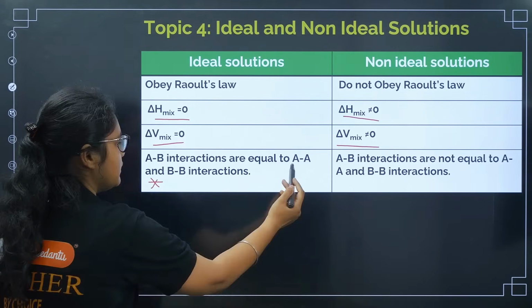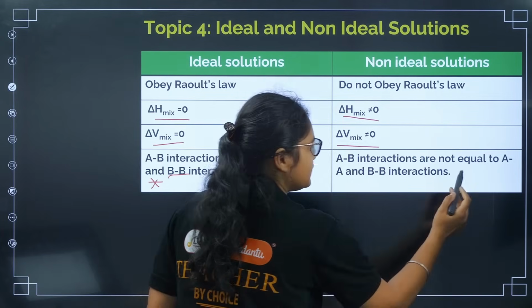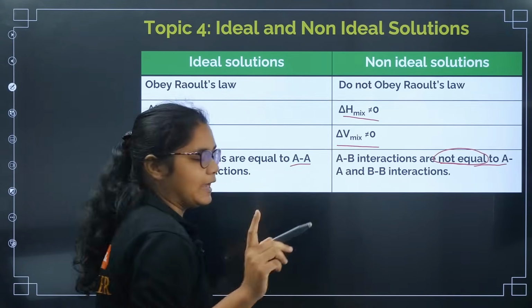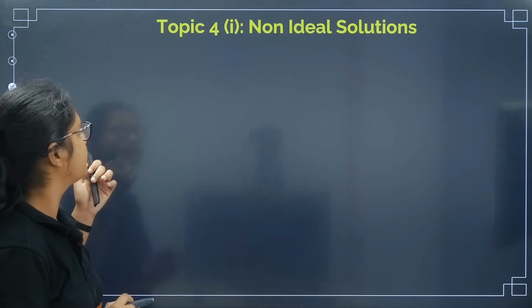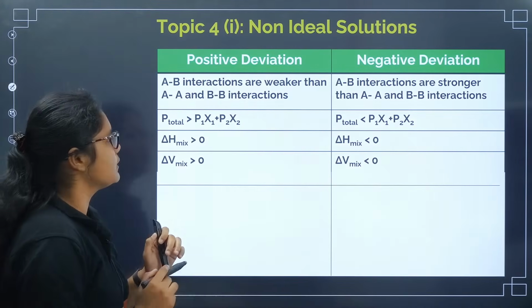AB interactions is equal to AA and BB interactions. Here AB interactions is not equal to AA and BB interactions. Quickly you have to note them, like remember this one. Next we'll go to, in non-ideal solutions, what happens?